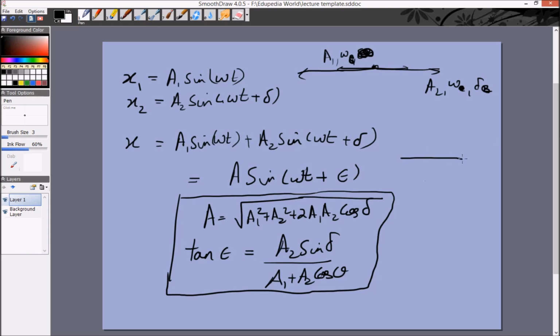So the first simple harmonic motion we'll take along this direction, let's say the magnitude is a1. If the second one has a phase difference of delta, we take a2, and it will be at a phase difference of delta from a1. The sum, we can obviously use the parallelogram law and draw the sum, and the magnitude of the sum will be root of a1 square plus a2 square plus 2a1 a2 cos delta, and this angle epsilon will be tan inverse of a2 sin delta by a1 plus a2 cos delta.